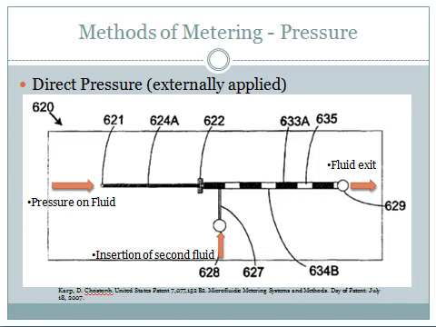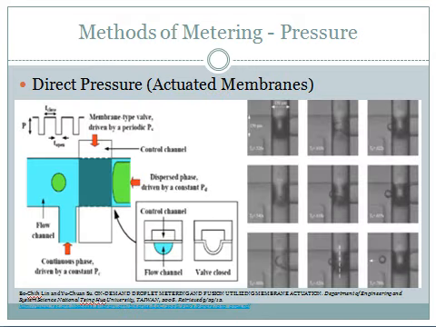Here we have an externally applied pressure to the fluid flowing through a channel. And we have a known channel geometry and known fluid properties, and so we can get the mass flow rate as an output of a function of the fluid, those properties, and the geometry. One step up from this is the actuated membrane.